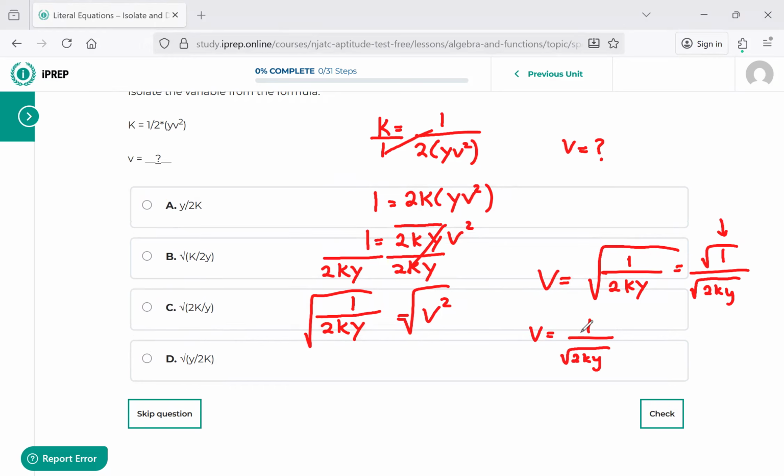And I think what they did was they rationalized the denominator by multiplying both sides by square root of 2ky. Okay. So what happens is on the top, what's 1 times square root of 2ky? It is square root of 2ky. And then on the bottom, what happens when you multiply the square root of 2ky times square root of 2ky? The radical disappears, you're just left with 2ky. And I don't see my answer yet.